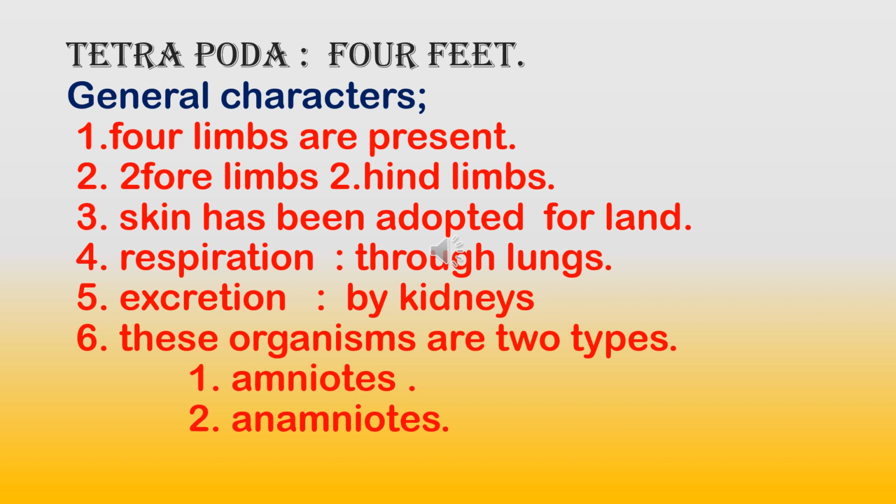These organisms are of two types. They are amniotes and anamniotes. What is the meaning of amniotes? The animals which are present on the land need to have amniotic fluid. They are reptiles, aves and mammals. And anamniotes means in these organisms amniotic fluid is absent, because as they live in the water they need not have amniotic fluid. They are fishes and amphibians.